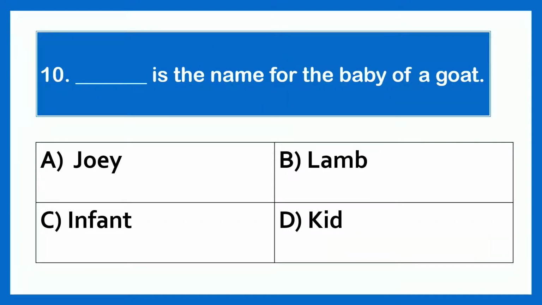Dash is the name for the baby of a goat. The options are option A, joy, option B, lamb, option C, infant, option D, kid. The answer is option D, kid. Kid is the name for the baby of a goat.